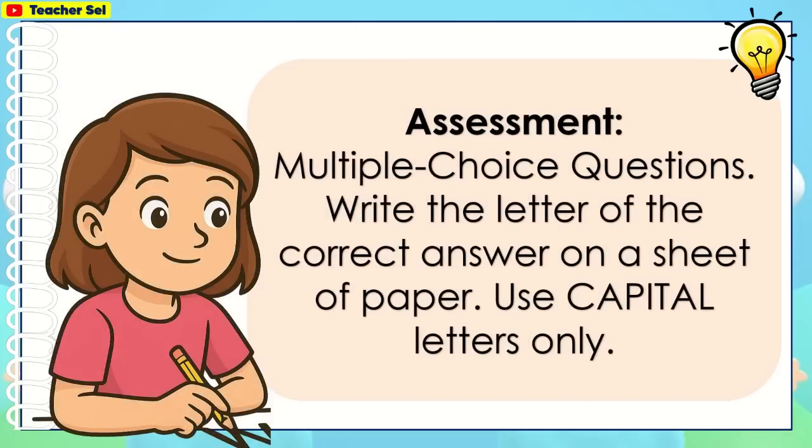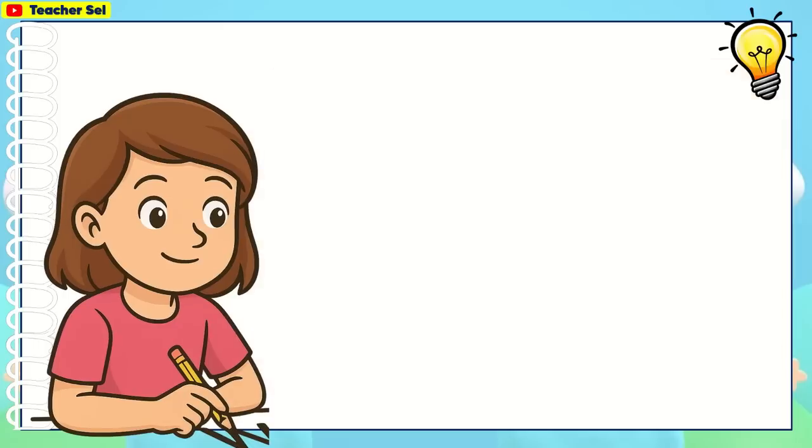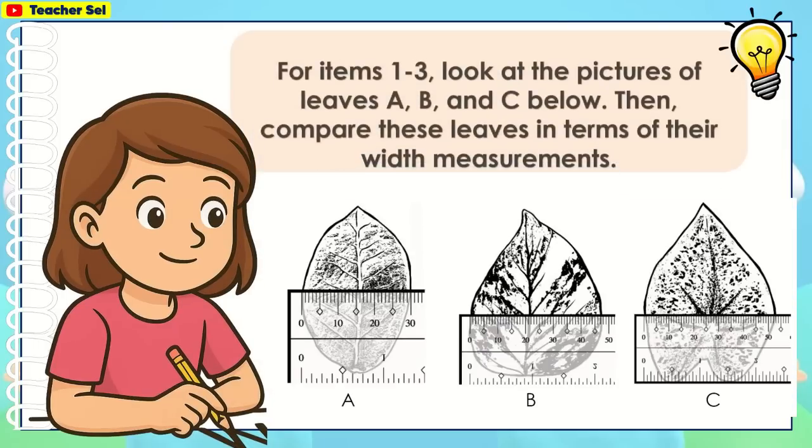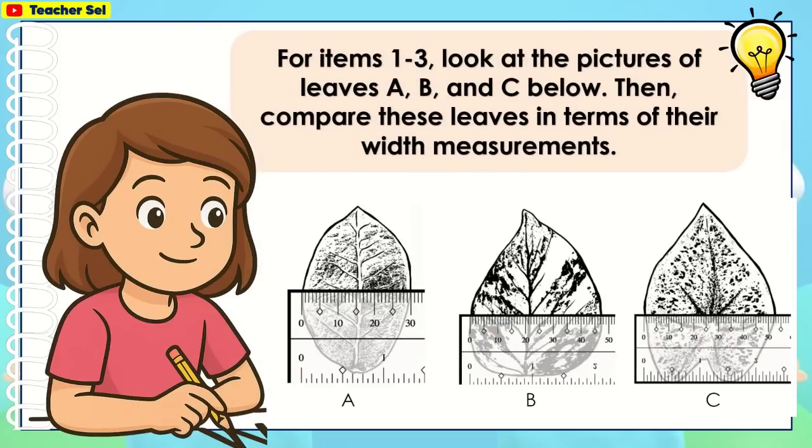For your assessment, multiple choice questions. Write the letter of the correct answer on a sheet of paper. Use capital letters only. For items 1 to 3, look at the pictures of leaves A, B, and C below. Then compare these leaves in terms of their width measurements.